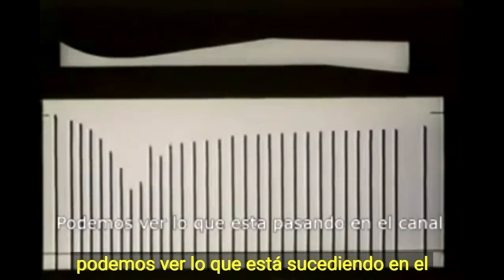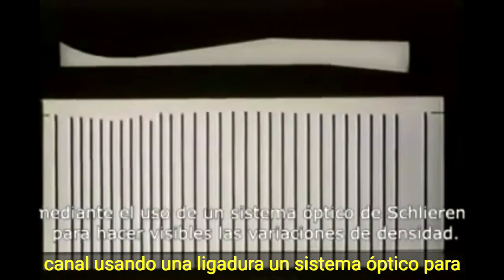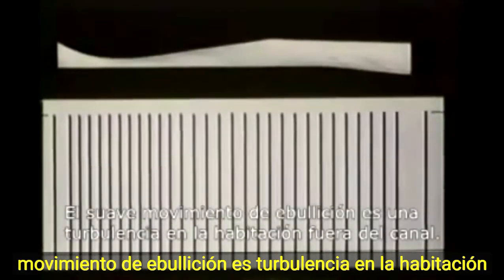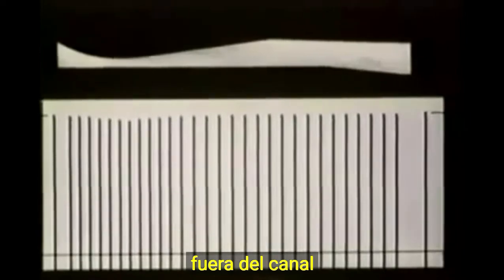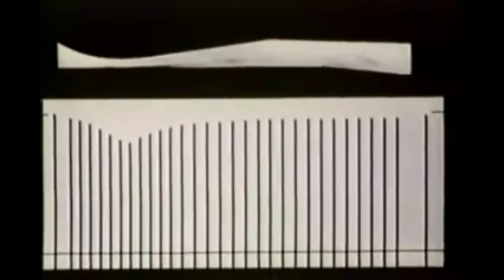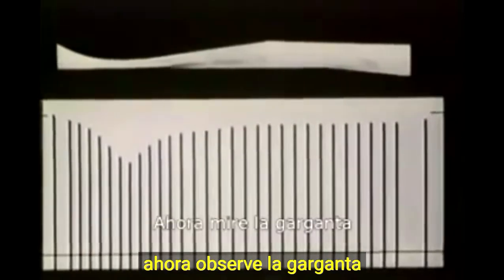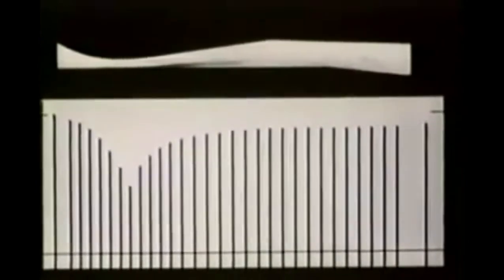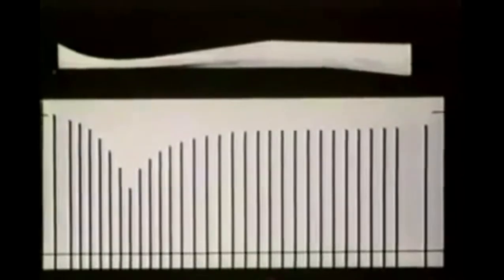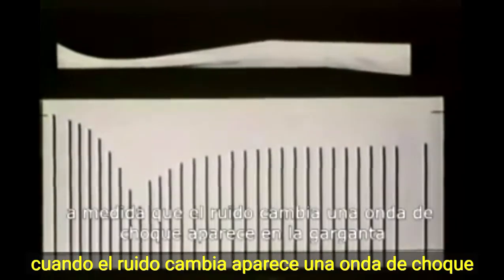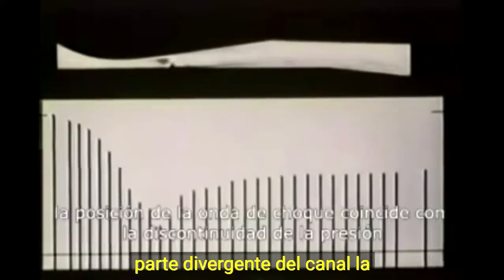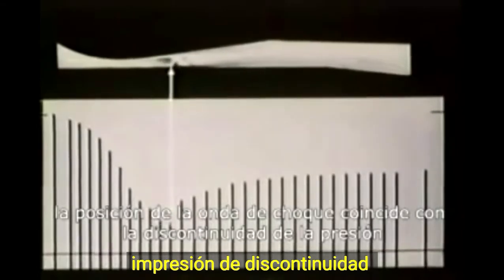We can see what is happening in the channel by using a Schlieren optical system to make density variations visible. The mild boiling motion is turbulence in the room outside the channel. Now, watch the throat. As the noise changes, a shock wave appears at the throat and moves into the diverging part of the channel. The position of the shock wave matches the discontinuity in pressure.